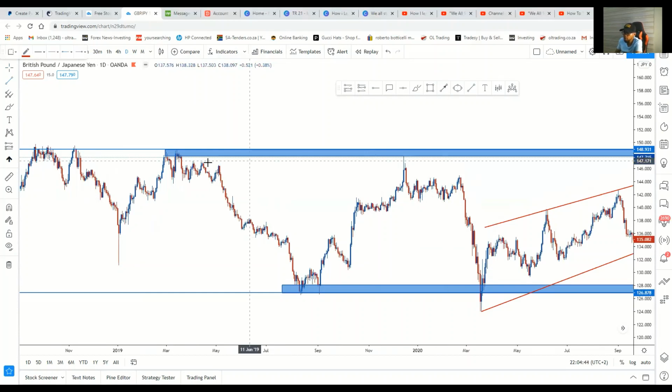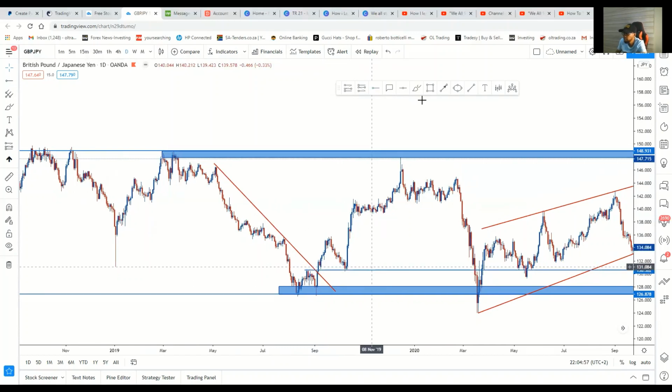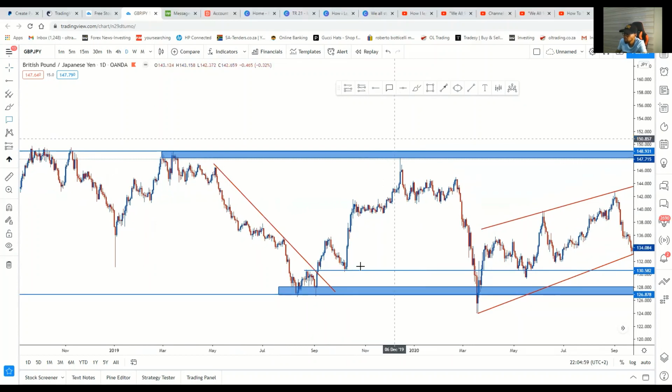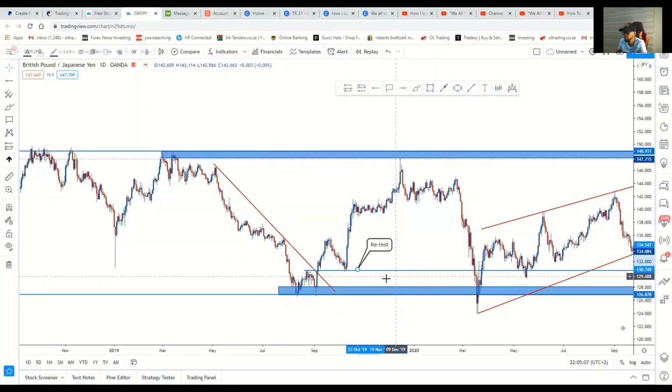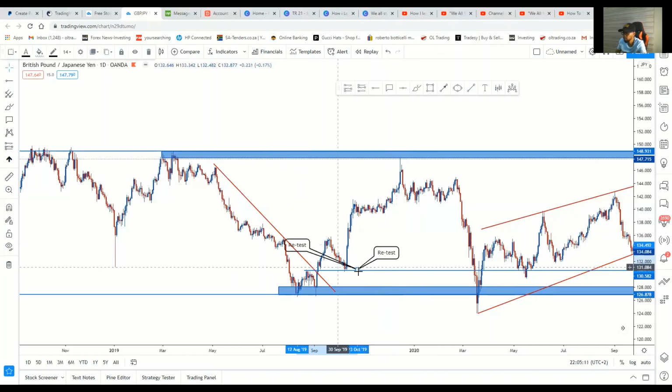The power of the trend line. Look what happened here. The breakout, you see. But what I want you guys to see, I mentioned the retest. Look what happened here. This is a retest. Understand? And this was the first breakout.